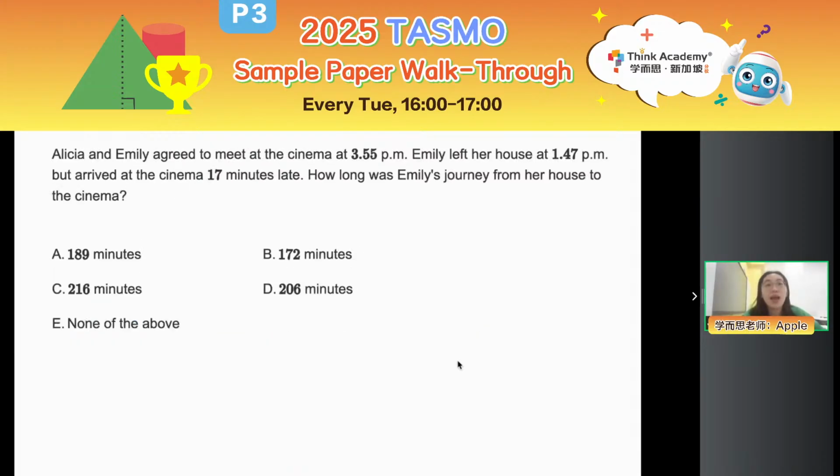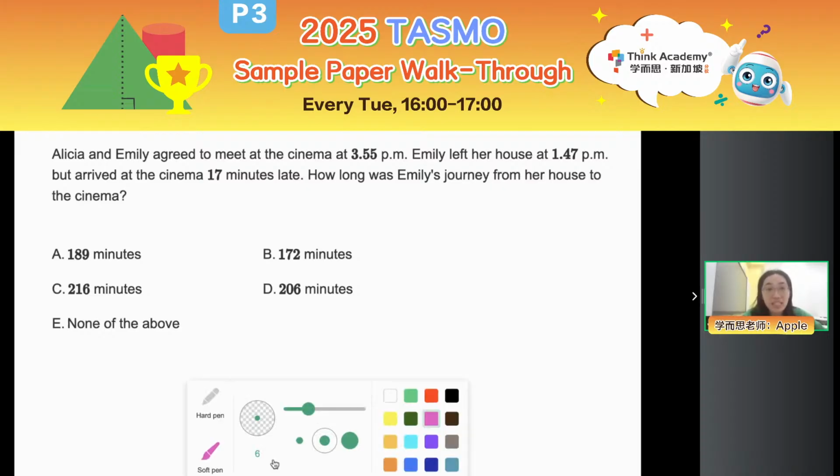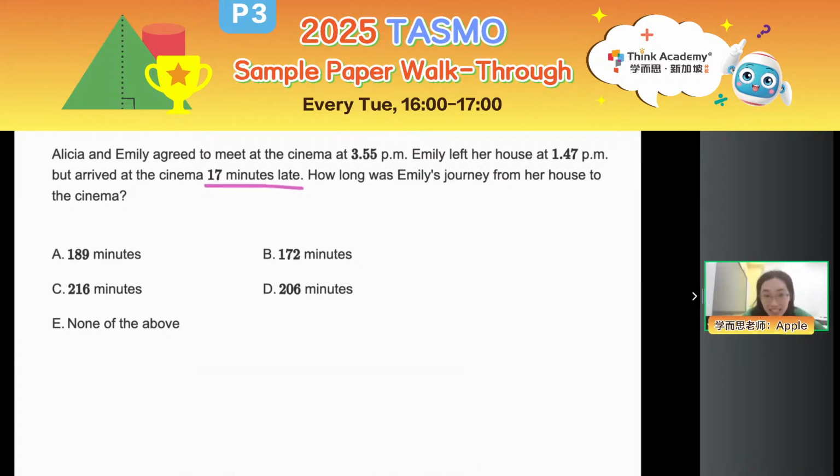Okay, then the second one is about the time problem. These two people agreed to meet at the cinema at 3:55 p.m. Emily left her house at 1:45 p.m. but arrived at the cinema 17 minutes late. How long was Emily's journey?